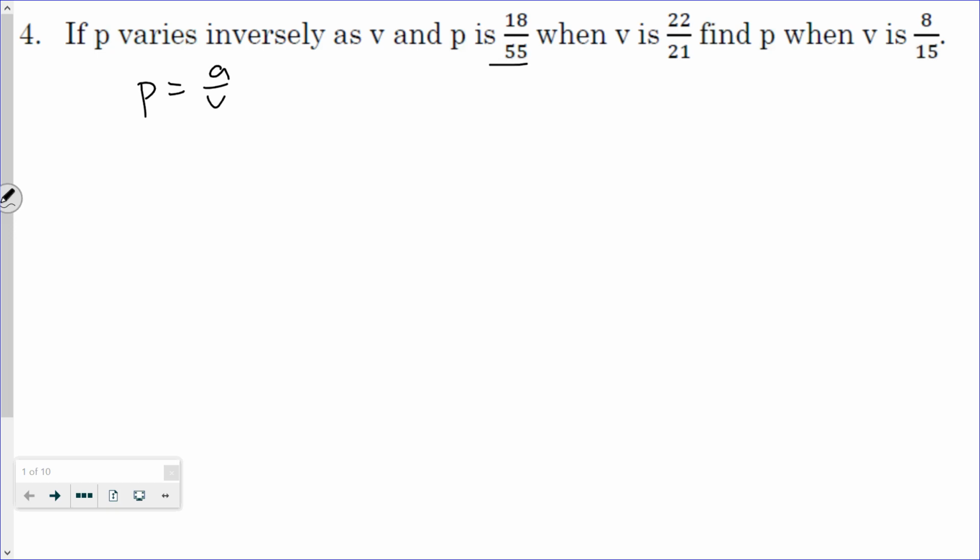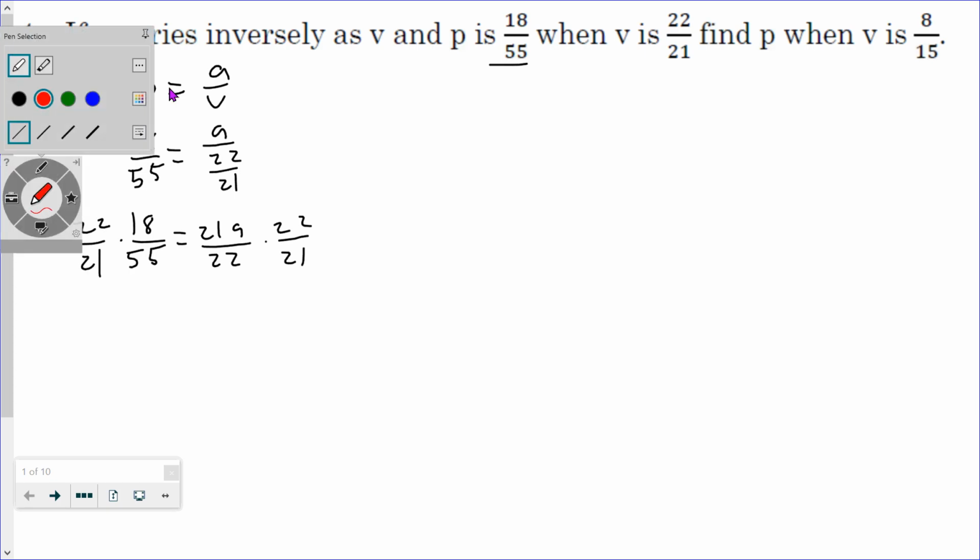So I'm told P is 18 over 55, sorry, and that equals A all over 22 over 21. Anytime we divide with fractions, I can just flip the bottom number and multiply across. So that's the same thing as 18 over 55 equals 21A all over 22. From here, I'll solve for A. I'll multiply both sides by 22 over 21.